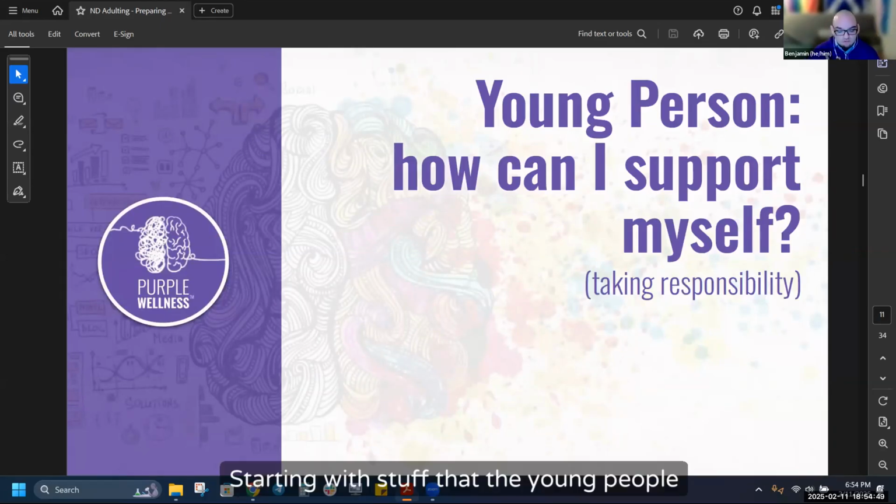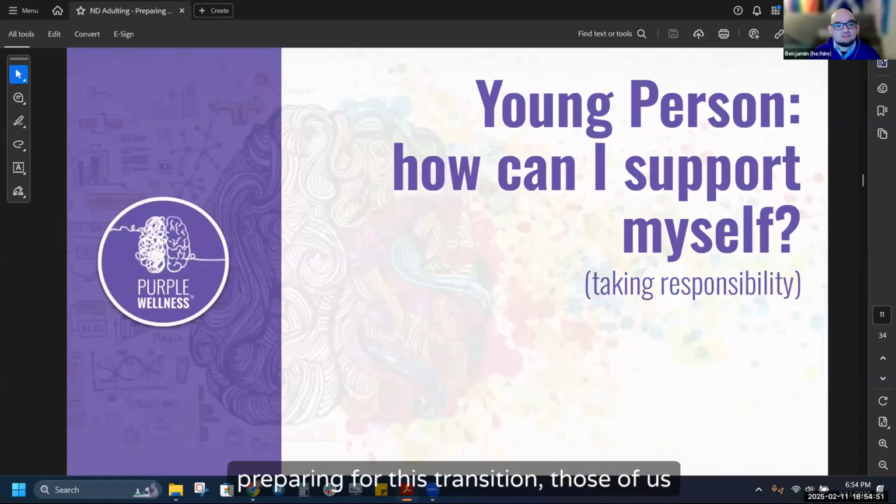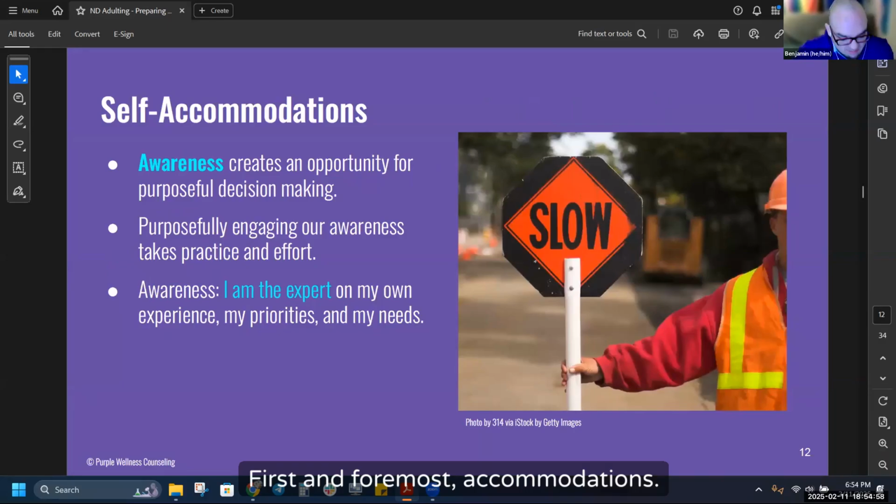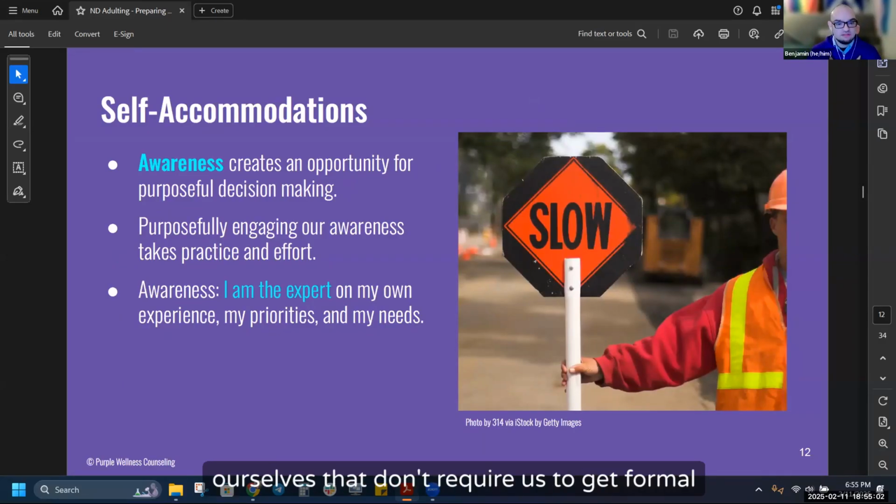Starting with stuff that the young people preparing for this transition, those of us with the ADHD, things we can do to try to take care of ourselves. First and foremost, accommodations. I like to start with self-accommodations. What are the things that we can do for ourselves that don't require us to get formal support from somebody else? This is stuff within our control that hopefully then we can do something about to make something better.